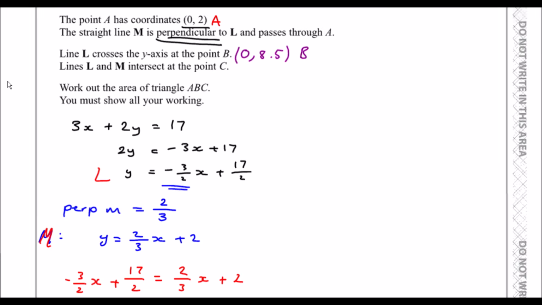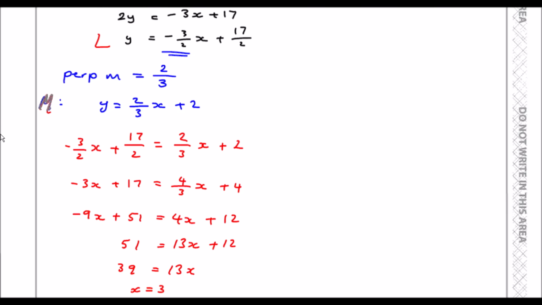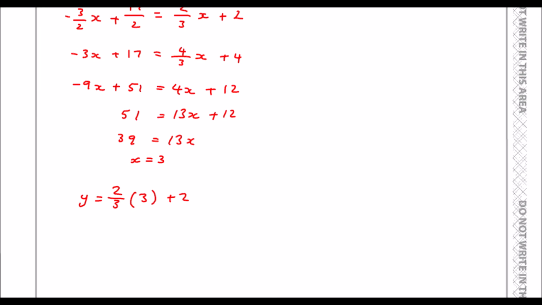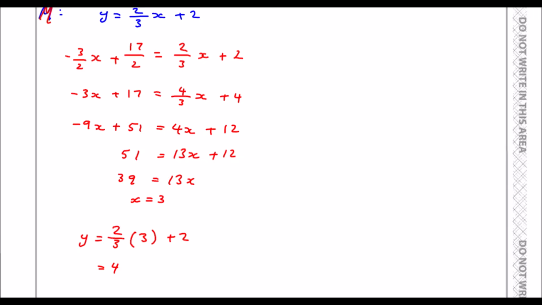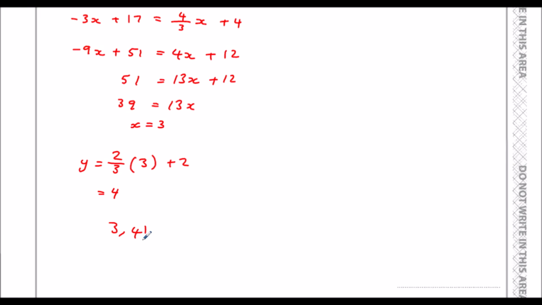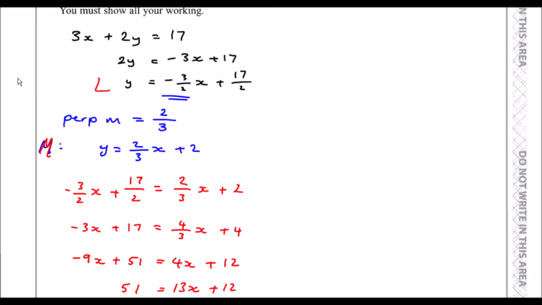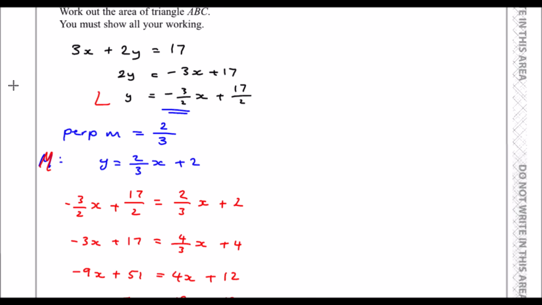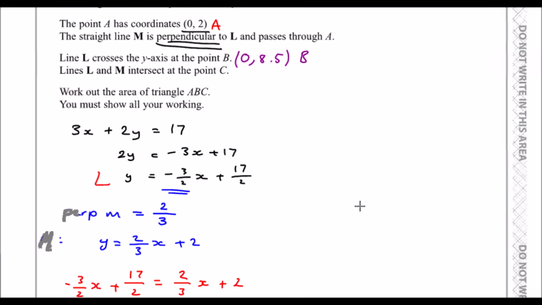We also need to find the y coordinate. So when x is 3, y is 2/3 of 3 plus 2. 2/3 of 3 will be 2. Plus 2 is 4. So the point 3,4 is the other point we wanted. That was our point C. So now we would need to work out the area of this triangle ABC. Let's draw them. So that will give us a better idea of the triangle we're looking at.